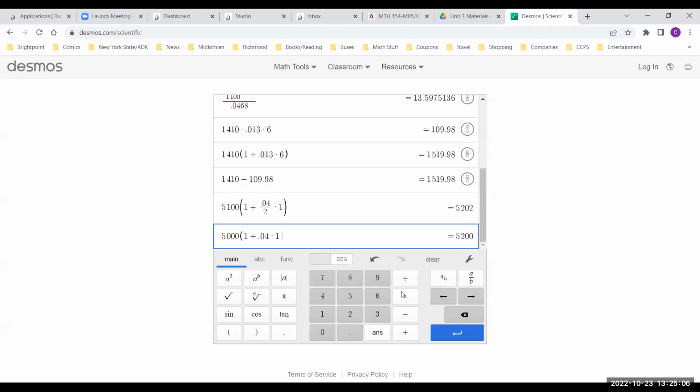Oh gosh, it would help if I had the screen share on, wouldn't it? Here's screen share on. There we go.